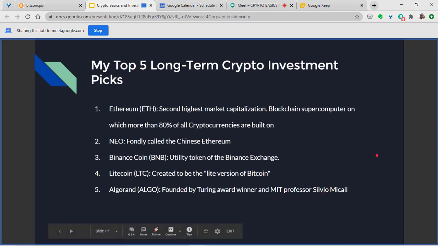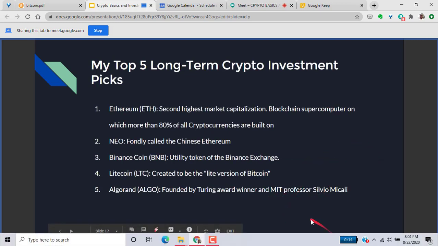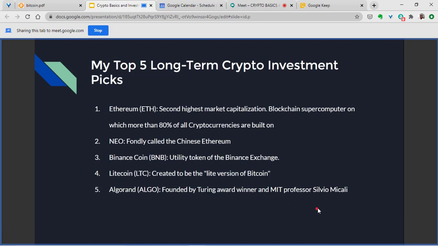So we've come to the end. This is my bonus section: my five long-term crypto investment picks. Please, disclaimer, this is not investment advice. This is not investment advice.